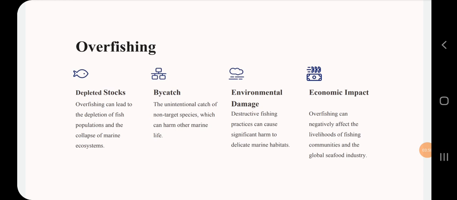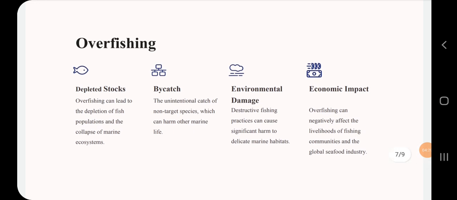Overfishing. Depleted stocks. Overfishing can lead to the depletion of fish populations and the collapse of marine ecosystems. Bycatch. The unintentional catch of non-target species which can harm other marine life. Environmental damage. Destructive fishing practices can cause significant harm to delicate marine habitats. Economic impact. Overfishing can negatively affect the livelihoods of fishing communities and the global seafood industry.